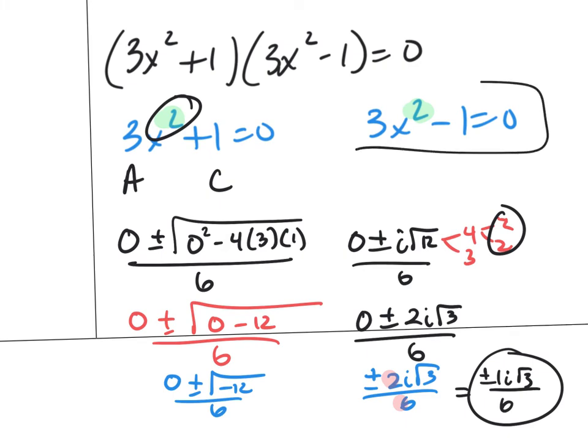Now for this one, you would do the same exact thing. We're not going to go through it just for time purposes. You could do the same exact thing. Your b value would be 0, and you go from there.